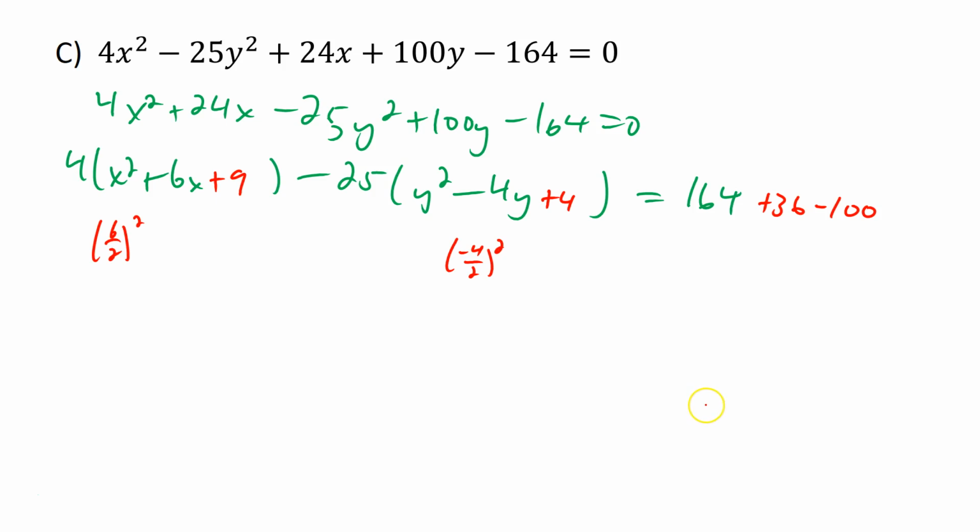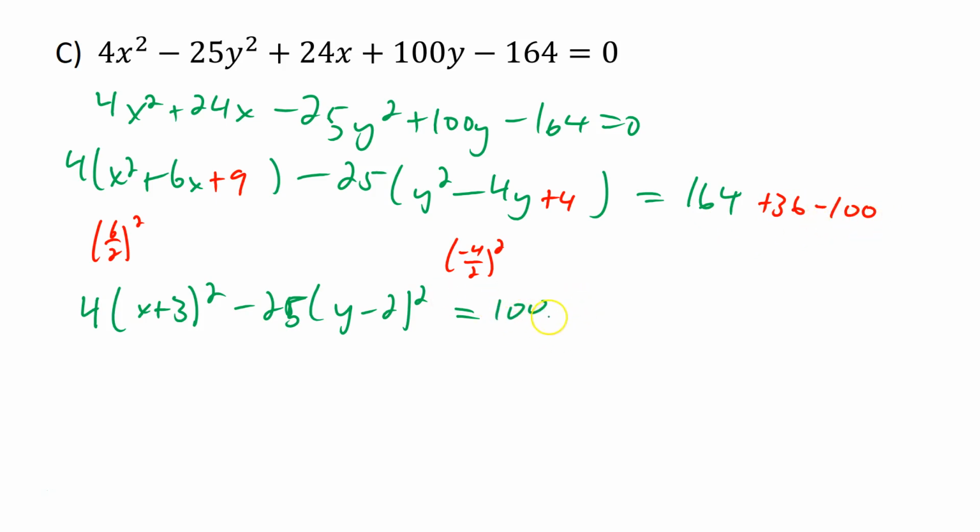So, let's see what happens here. We have 4 times (x plus 3) squared, right? That's the factoring of that. Minus 25 times (y minus 2) squared. That's equal to, let's see, 164 plus 36 is 200. Minus 100 is 100. So now we want that to be 1.